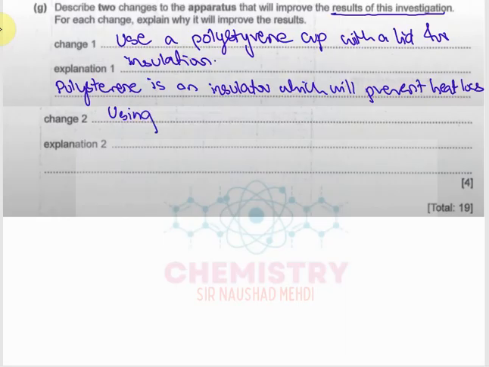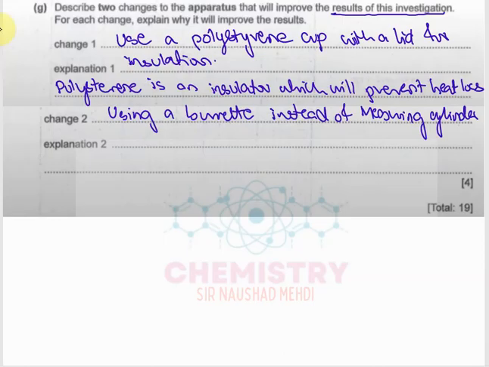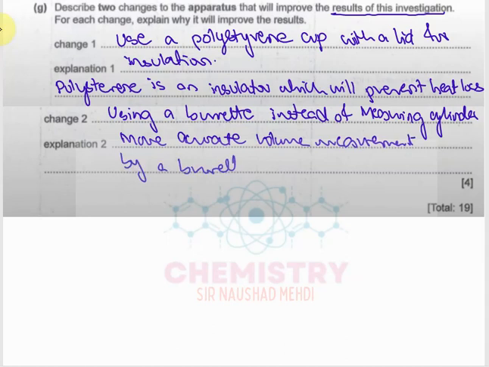So here we can write change number 2. We can use a burette instead of a measuring cylinder. And why are we using it? Because of more accurate volume measurement by a burette.